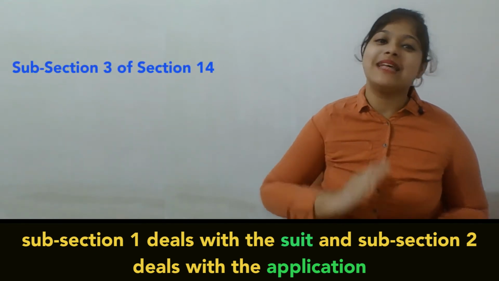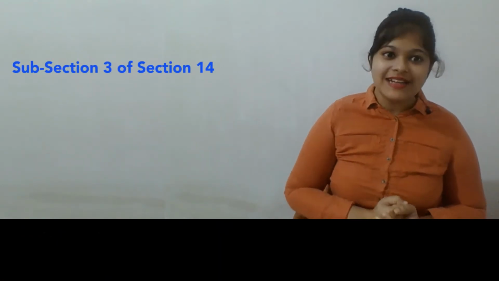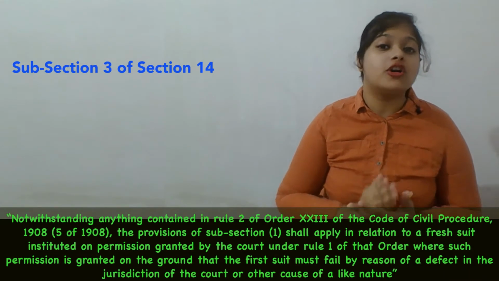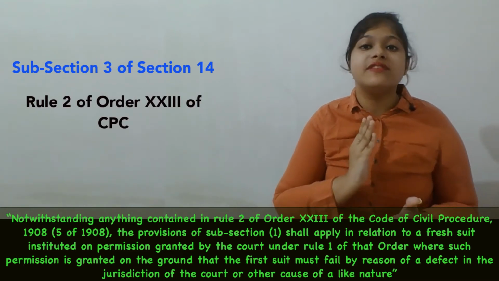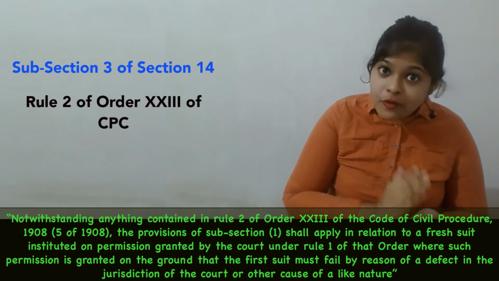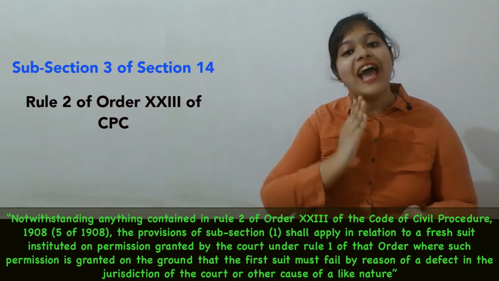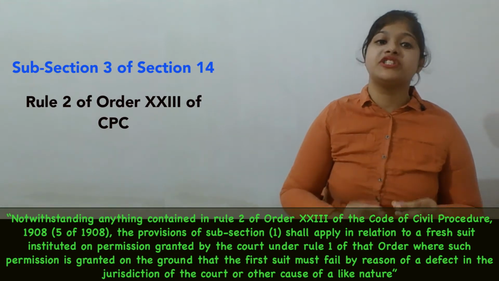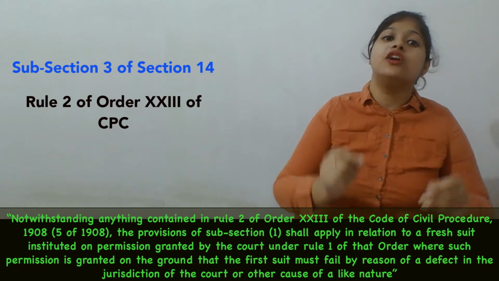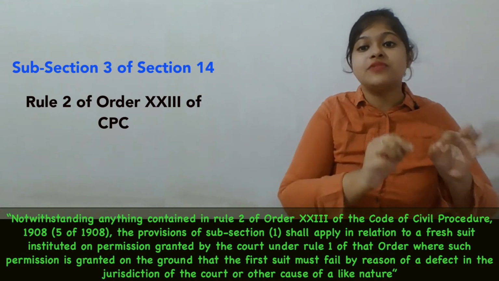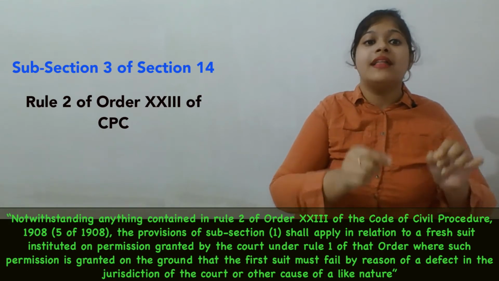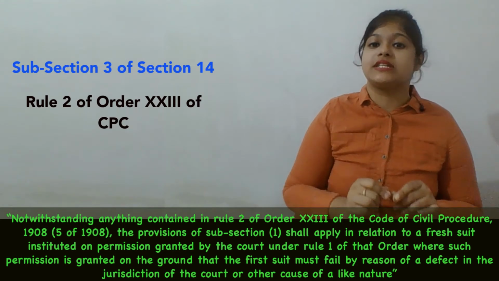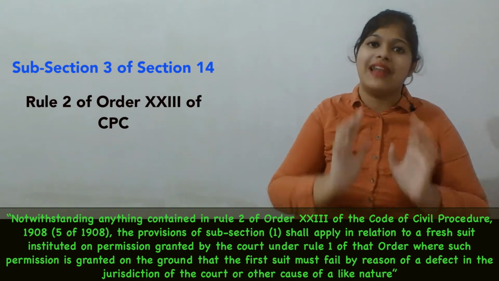Moving on to subsection 3, which lays down that notwithstanding anything contained in Rule 2 of Order 23 of the Code of Civil Procedure, the provisions of subsection 1 shall apply in relation to a fresh suit instituted on permission granted by the court under Rule 1 of the order, where such permission is granted on the ground that the first suit must fail by reason of defect in the jurisdiction of the court or any other cause of like nature.